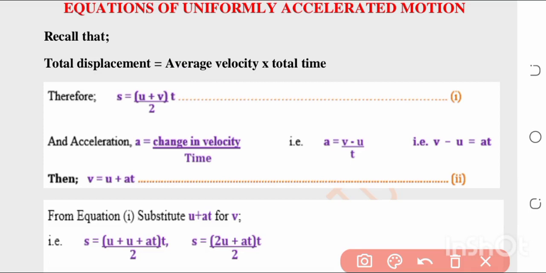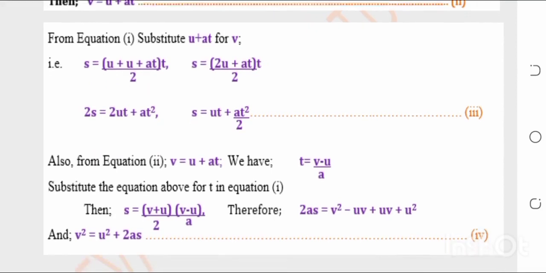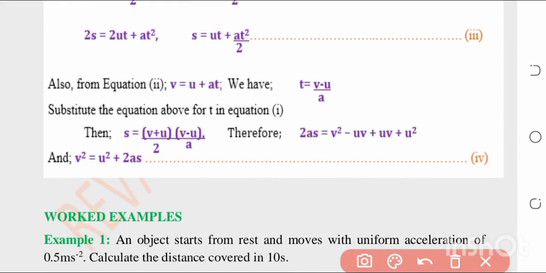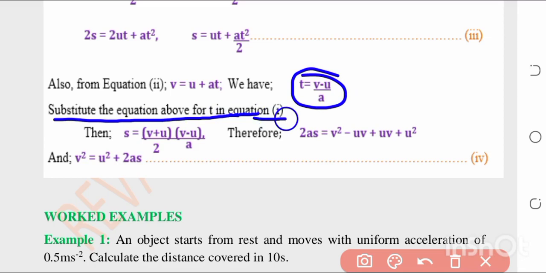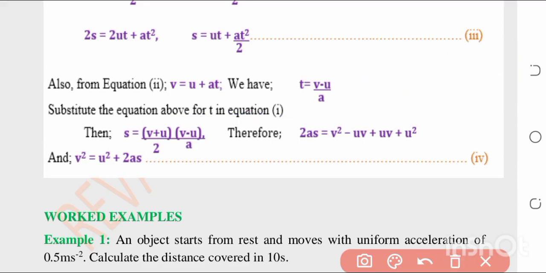Okay, now let's see how that is done to create our fourth equation. From the statement that we have here, we have to substitute this equation for t in equation 1. Remember, our equation 1 is s equal to u plus v over 2, everything into bracket t. So if this t is replaced with this particular equation, definitely what we are going to have is what is here on the screen right now.